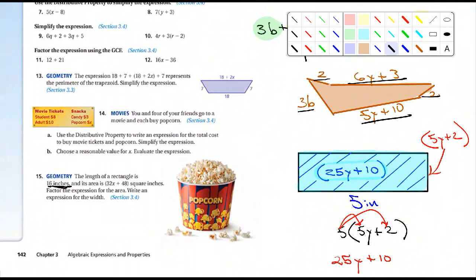Let's see here. You and your 4 friends go to a movie to each buy popcorn. So they give you the information you need right there. Use the distributive property to write an expression for the total cost to buy a movie ticket and popcorn. Okay. So it's going to be 5 times something in parentheses. So I'll give you a hand there because it's you and 4 friends. So you can do A, and then choose a reasonable value for x. Evaluate the expression.